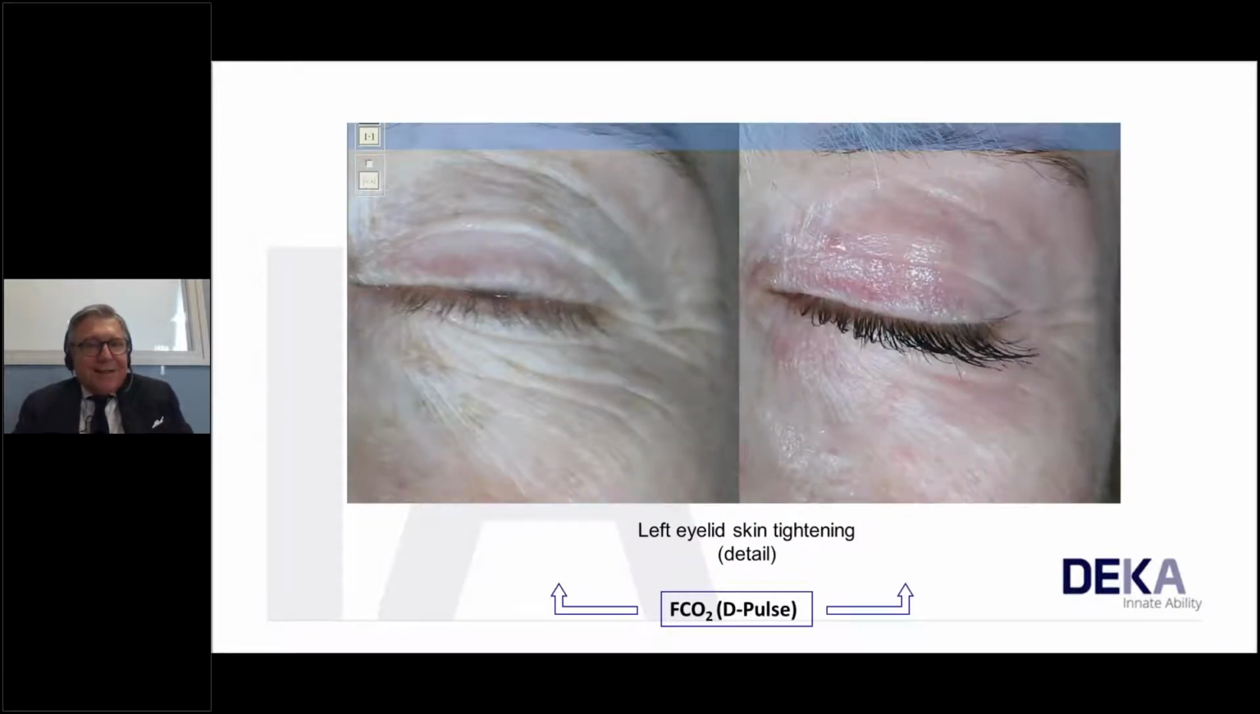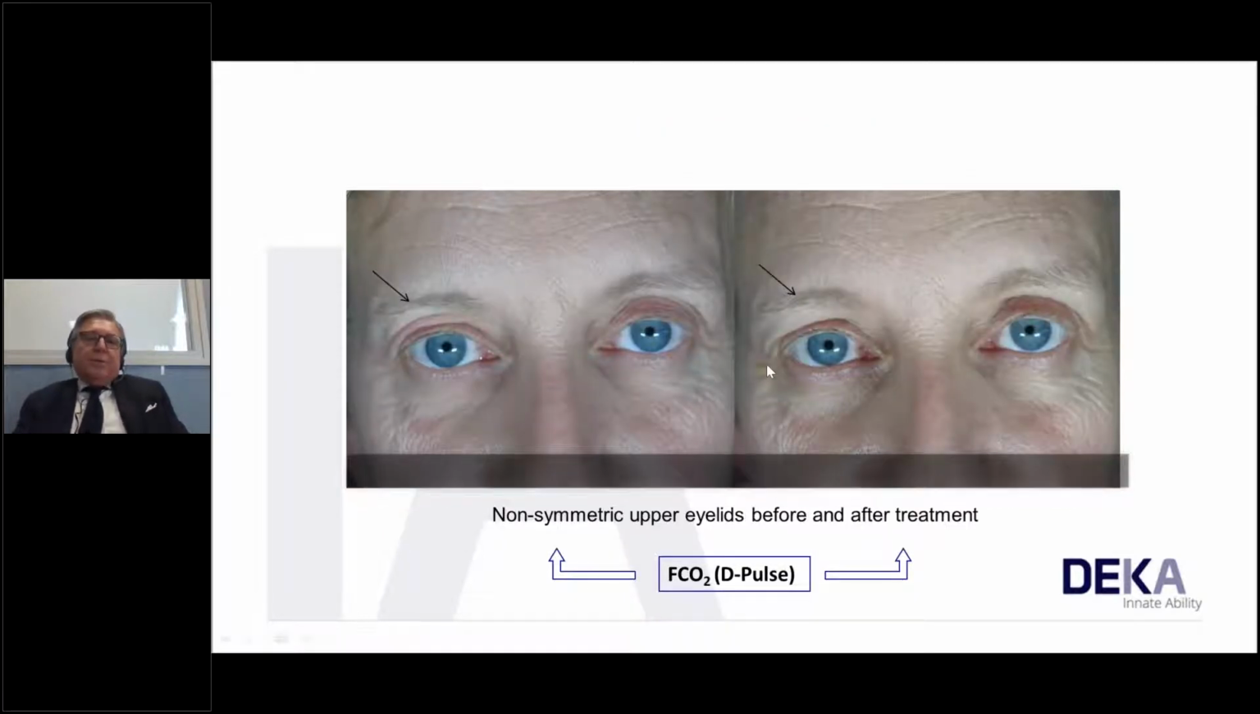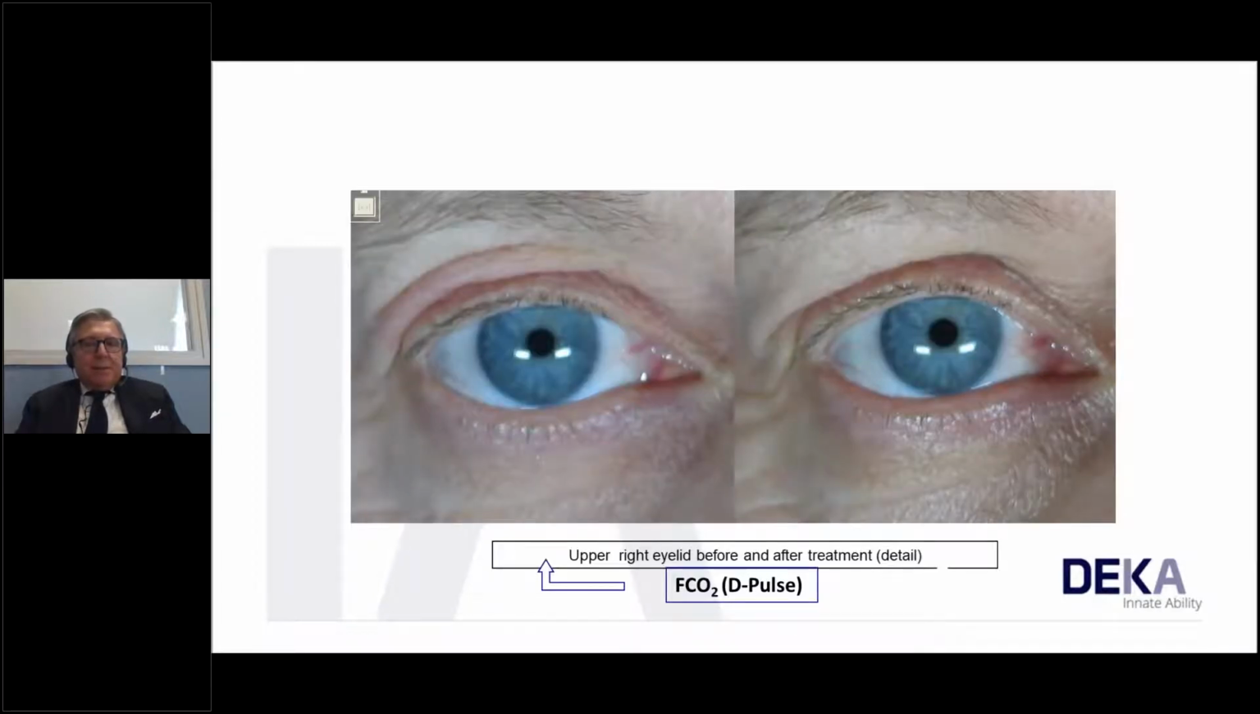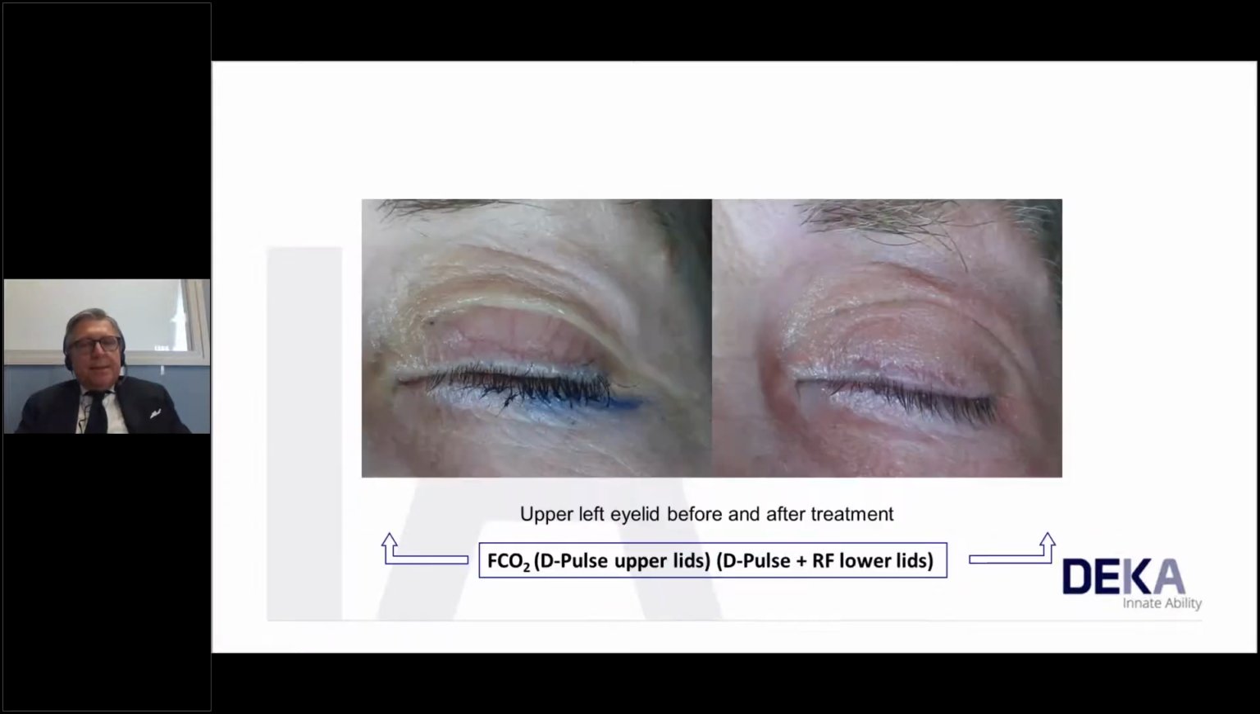So dramatic tightening of the skin. You must consider that we are not using any incision in this case. Another case, we have non-symmetric upper eyelids before, and we treated only one eyelid with the results. So we lose the infolding and laxity of the skin. This is a magnification of the detail. Another case, with the closed eyes, the tightening of the skin.